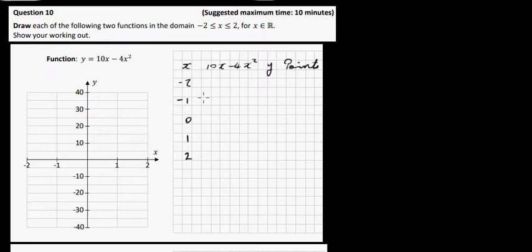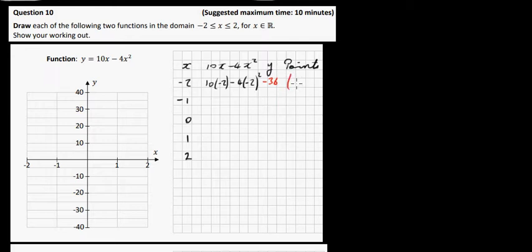Now all we've got to do is put these x's into the function and see what the y's will be. So in other words, we're going to do 10, we're going to put a minus 2 in here, then minus 4, and we put the minus 2 in here and square it. Now if you do this, you get a y value, and the y value in this case is minus 36. Let's just do that in a different color here, minus 36.